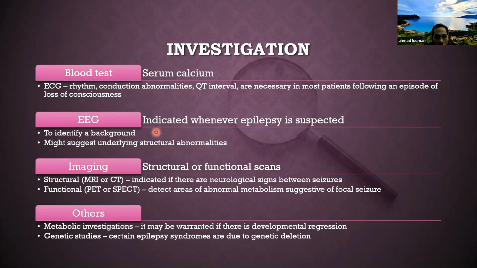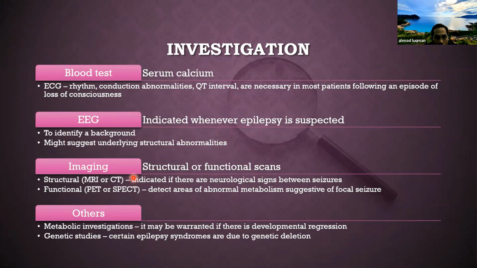If the patient is suspected to have epilepsy, an EEG, electroencephalogram, must be indicated. This is to identify a background of the epilepsy, and the findings might suggest underlying structural abnormalities. For further investigation, imaging studies can be done either structurally or functionally.